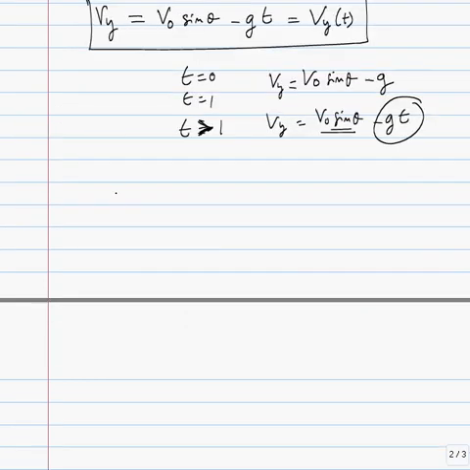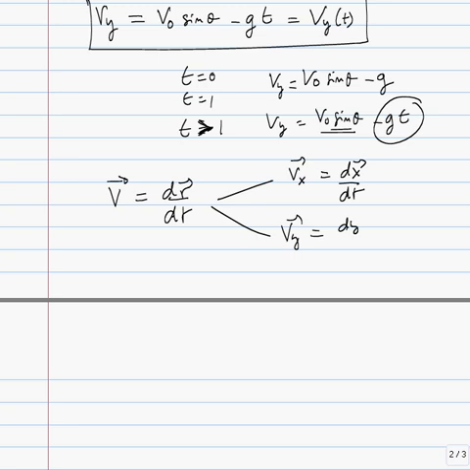So for this, we need v is equal to dr dt, which will be broken up into two components. Vx is equal to dx dt, and independently, Vy is equal to dy dt.